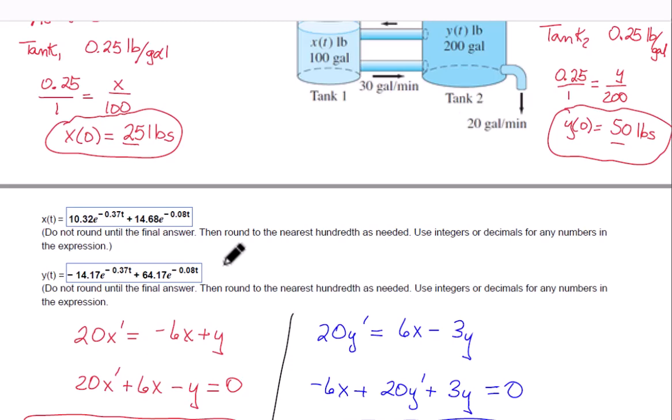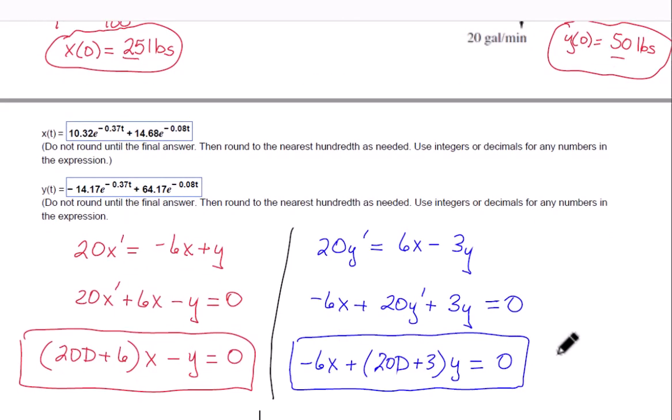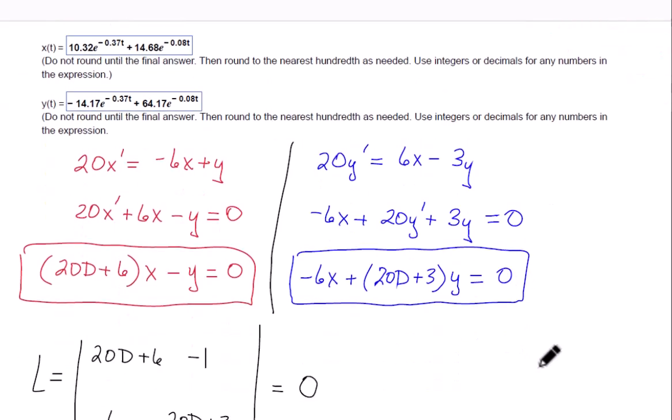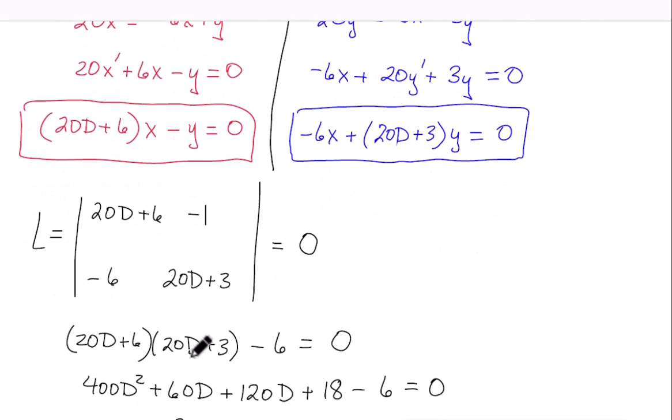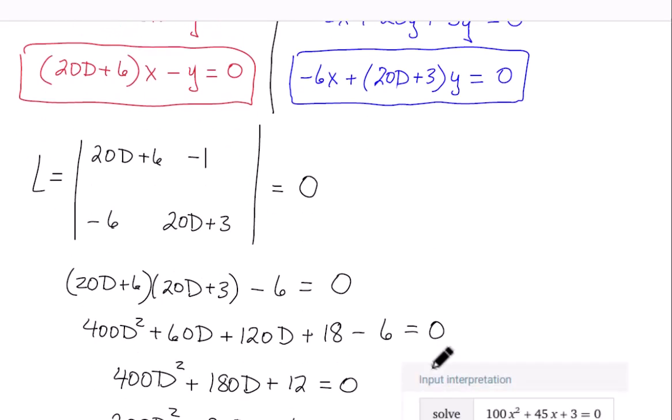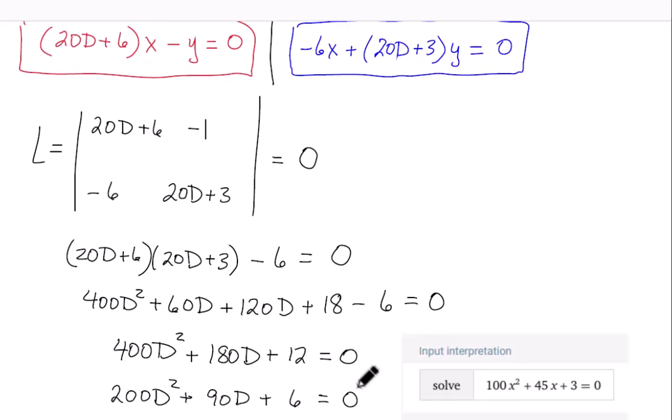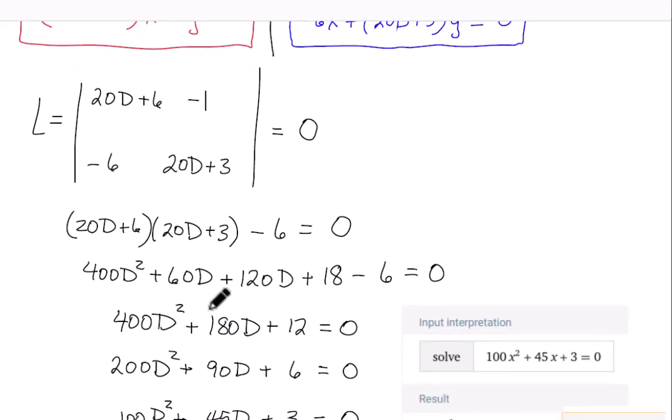All right, so we used the differential operator method, brought everything to one side on both of them, and I got our particular system. I formed L, which must be 0. It's easy, just grab off the coefficients for each of your pieces. And this product minus the upper product must be 0. All right, so I get there. And I get this particular characteristic equation.